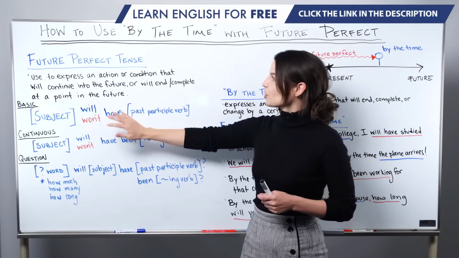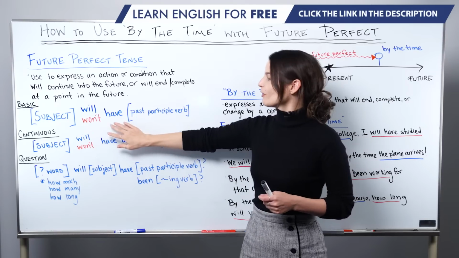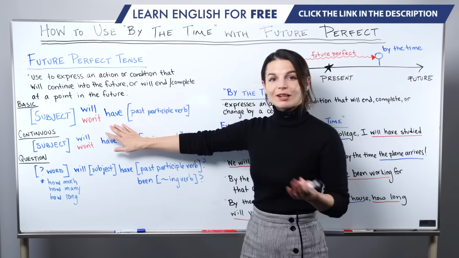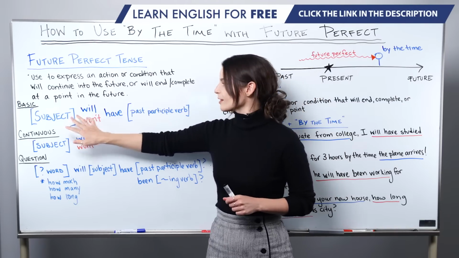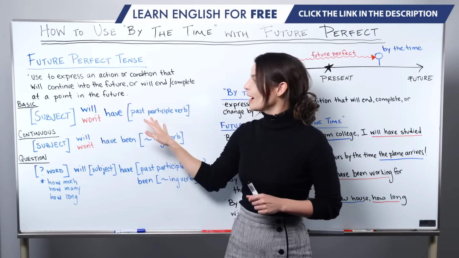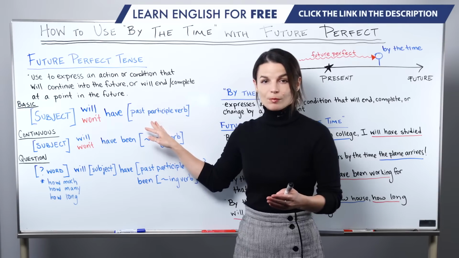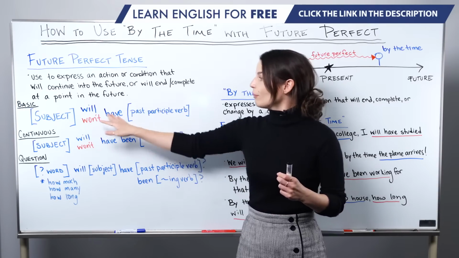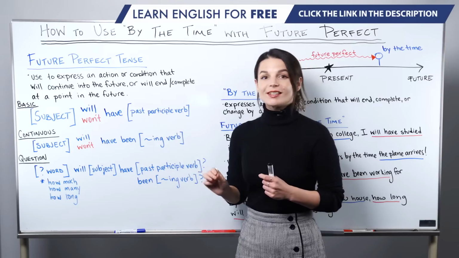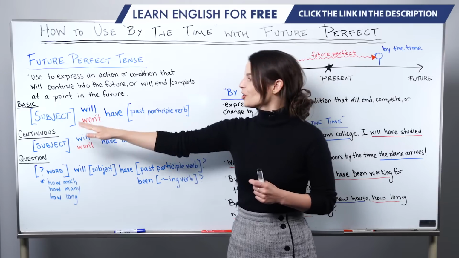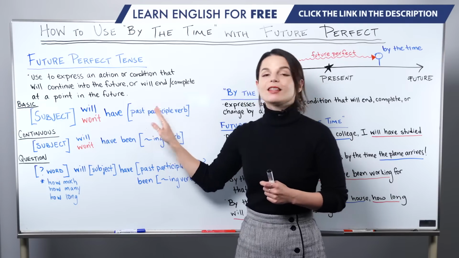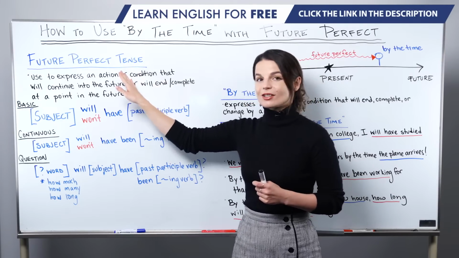When we make future perfect tense sentences, we follow this pattern for the basic future perfect structure. We have subject plus will, have, and the past participle form of the verb. This makes a simple, positive, future perfect tense sentence. So, I will have eaten, or she will have slept. These make future perfect sentence structures.